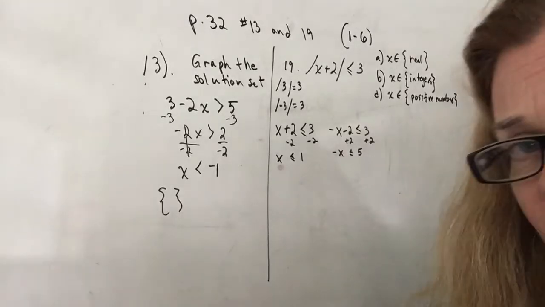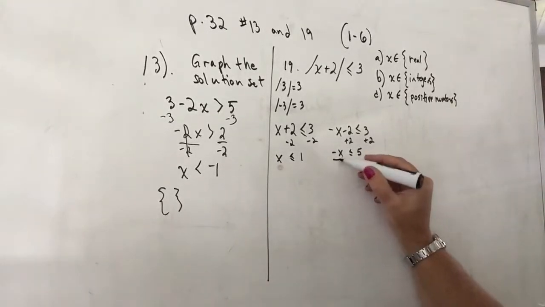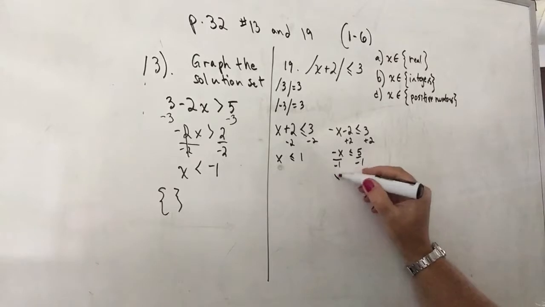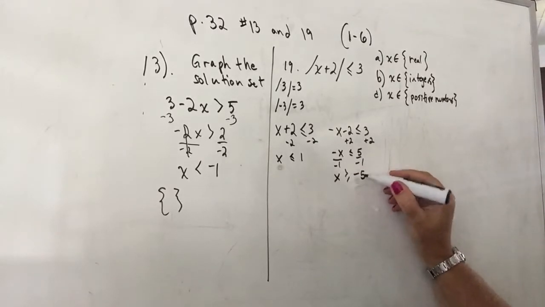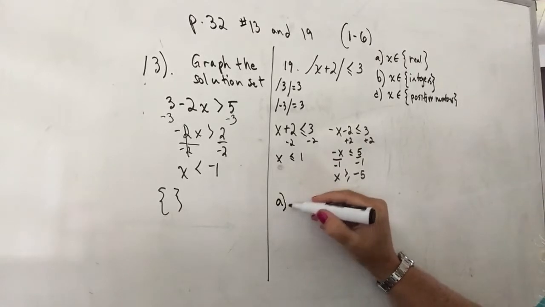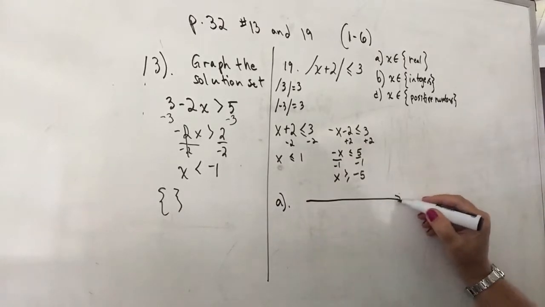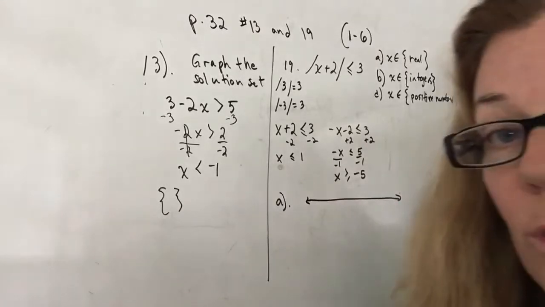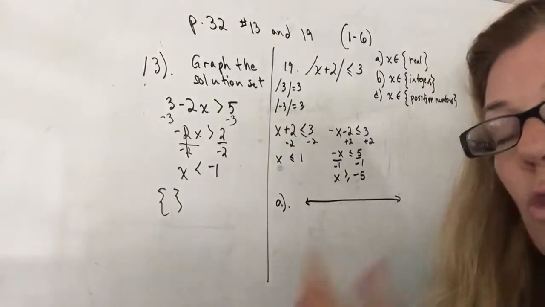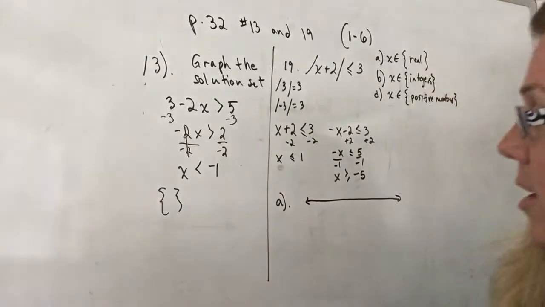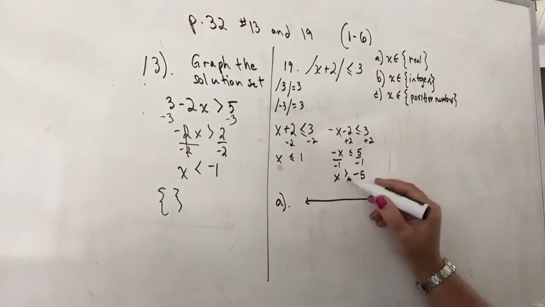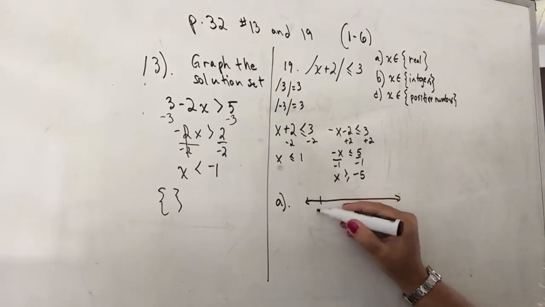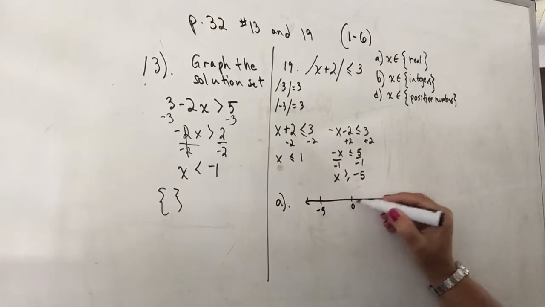But this negative x is not what we want. We want x, so we need to divide by negative 1. So remember to flip the inequality: x is greater than or equal to negative 5. Now for A, we can graph any real number. So no imaginary numbers, only real numbers. But that's pretty much any number on the number line. So x is between negative 5 and 1.